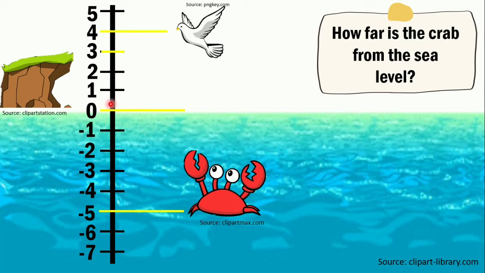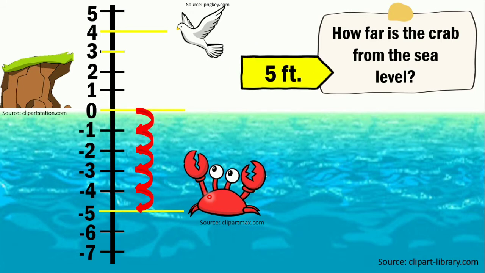Next, how far is the crab from the sea level? So from here, from the sea level up to the location of our crab. So we have 1, 2, 3, 4, 5. So we have 5 units, or the distance between the crab and the sea level is 5 feet.